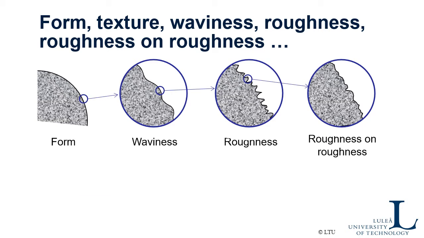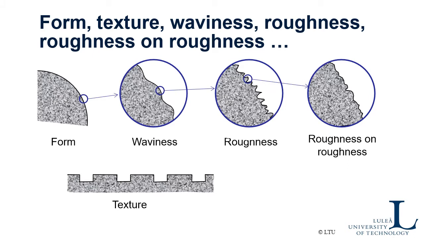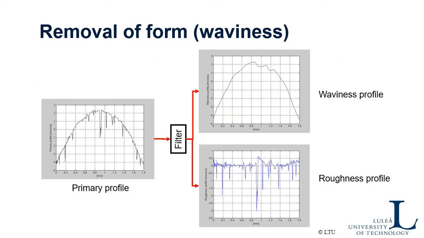Same goes if you make a kind of artificial surface with a texture. You do have roughness on that surface too, and of course roughness on that roughness. So this is important to remember. The roughness can be described on different scales, different amplitudes. So what you really have to do before studying roughness is to remove the form and the waviness.